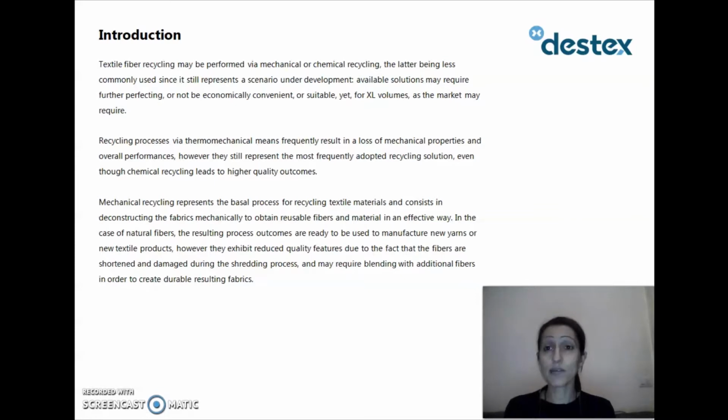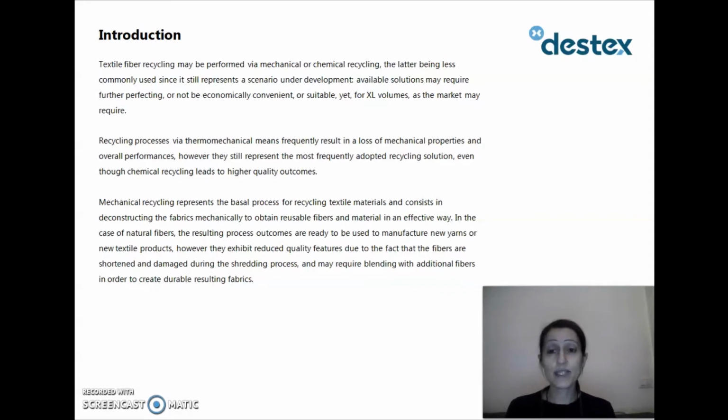Textile fiber recycling may be performed via mechanical or chemical recycling, the latter being less commonly used since it still represents a scenario under development. Available solutions may require further perfecting or not be economically convenient or suitable yet for the volumes the market may require. Recycling processes via thermomechanical means frequently result in a loss of mechanical properties and overall performances. However, they still represent the most frequently adopted recycling solution, even though chemical recycling leads to higher quality outcomes.